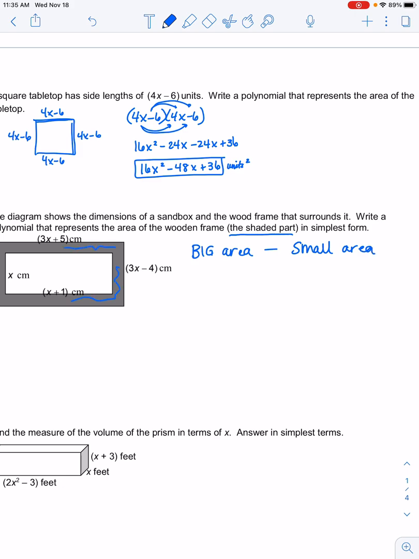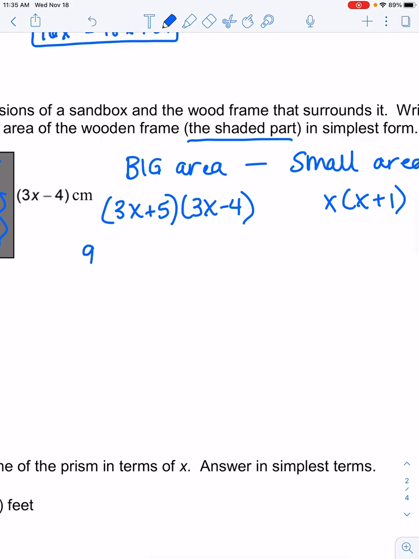Okay, well, to find the big area, I need to do length times width. So 3x plus 5 times 3x minus 4. And to find the small area, I'm going to do x times x plus 1. Length times width again, but just with the inner dimensions. So now I do my double distribution. So I get 9x squared minus 12x plus 15x minus 20. Combine like terms. Okay, so there's my big area.